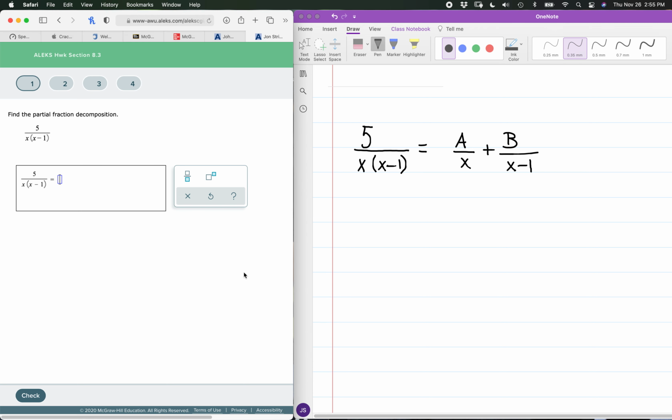Okay, for the first problem in finding the partial fraction decomposition, we have the ratio 5 all over x times the quantity of x minus 1. For partial fraction decomposition, we're looking at breaking up 5 over x times the quantity of x minus 1 into separate fractions where the denominator factors are separated.